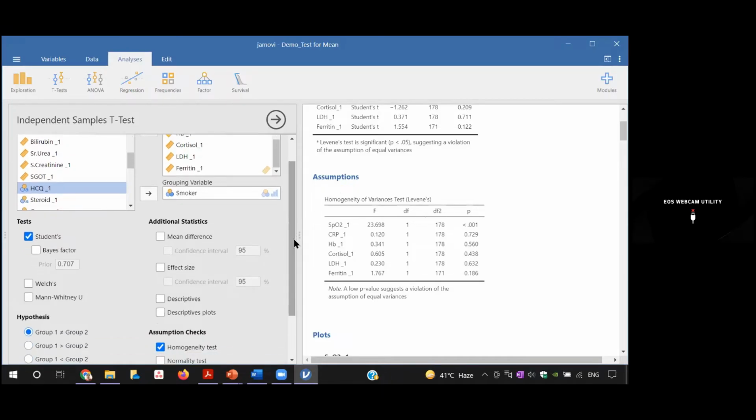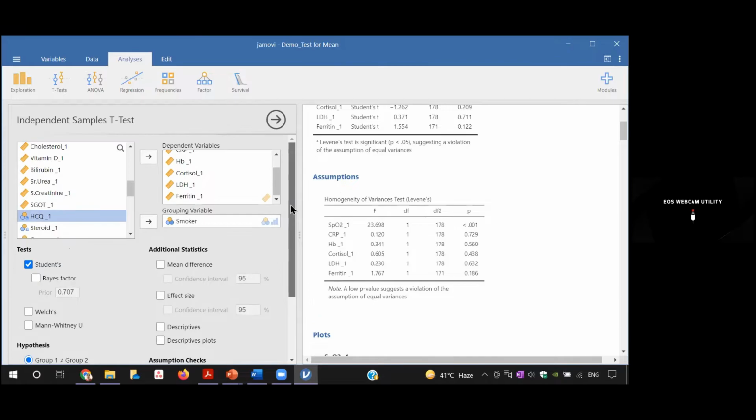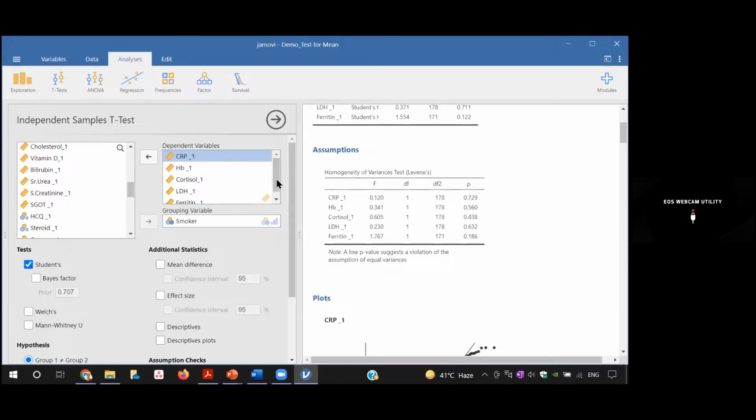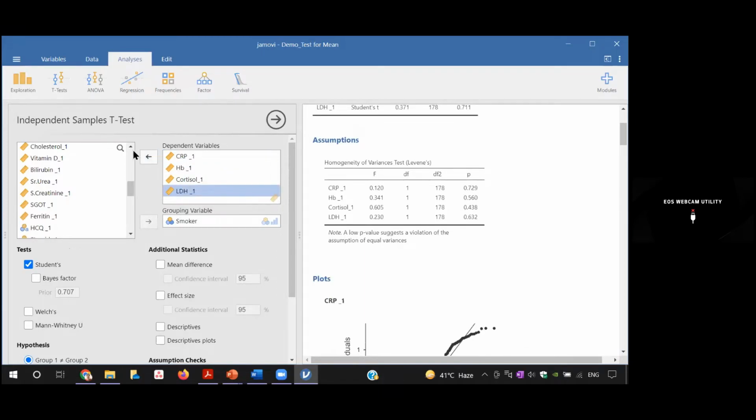So I have checked the assumptions, the normality and outliers. Now I will apply the test. For that, I will remove this SpO2, because its homogeneity of variance is not met, so I need to do it separately. And LDH and ferritin also, because they are not normally distributed, so I have moved them back.